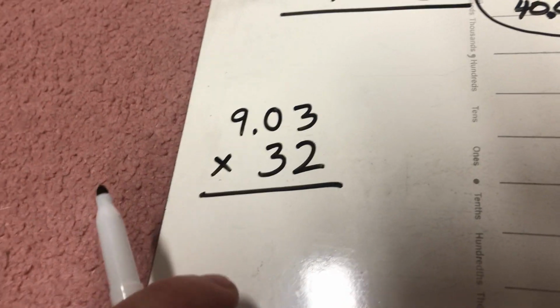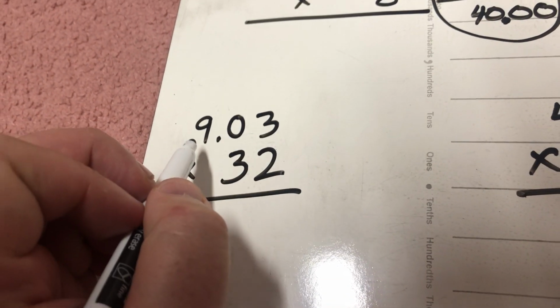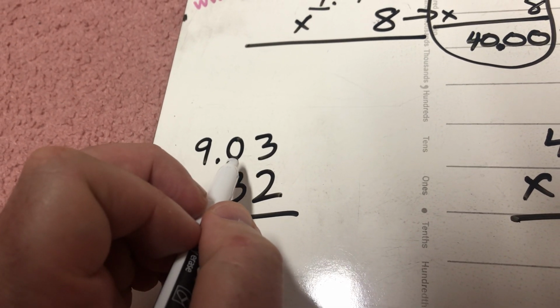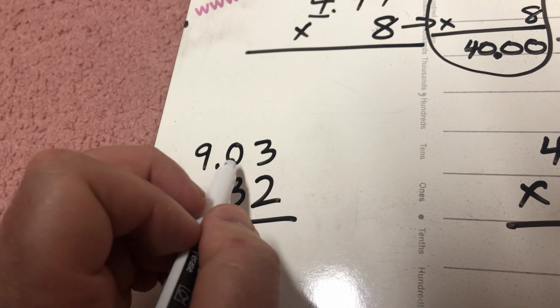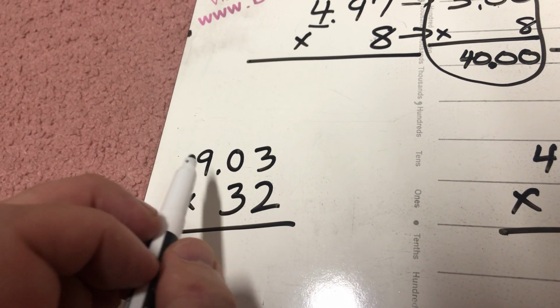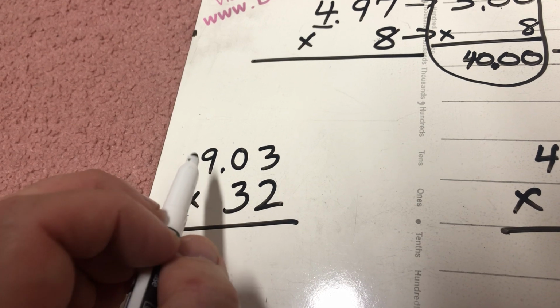Next one, 9 and 3 hundredths times 32. Well, I'm going to look at the 9. The 0 is going to tell me what to do with the 9. That's going to mean to round down. Now remember, round down does not mean make the 9 an 8. Round down means keep the 9 a 9.